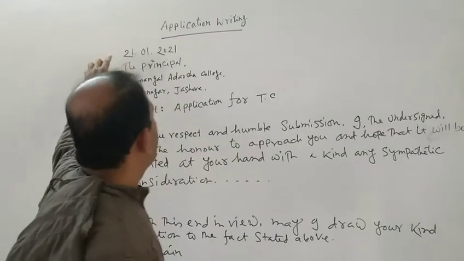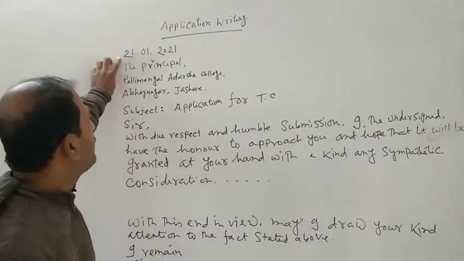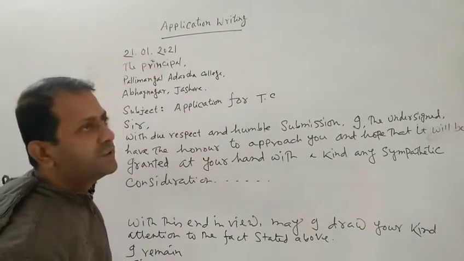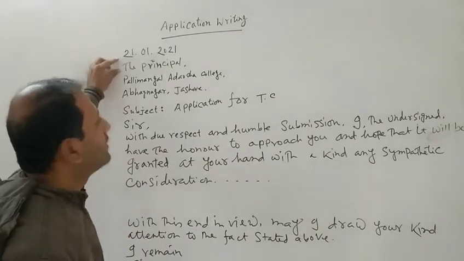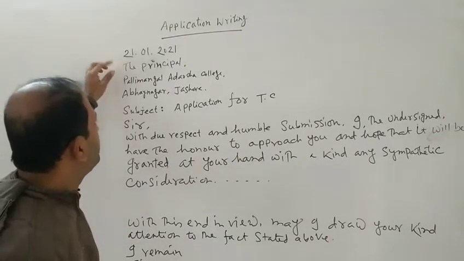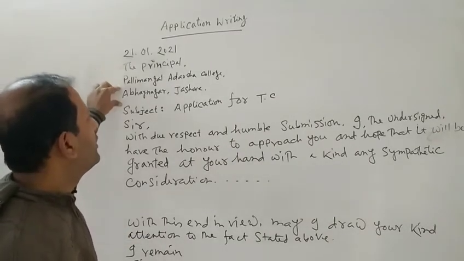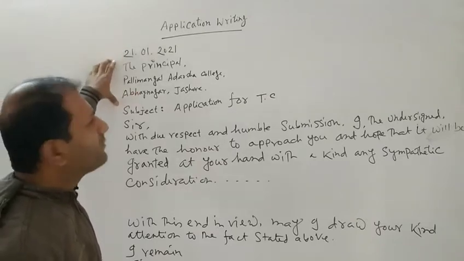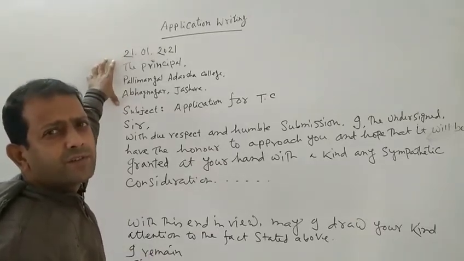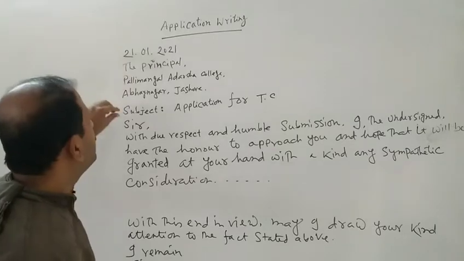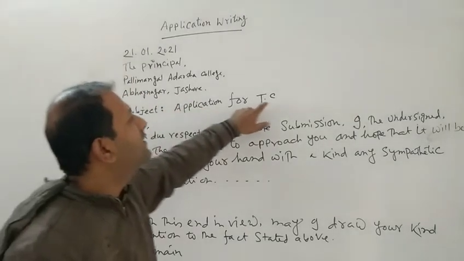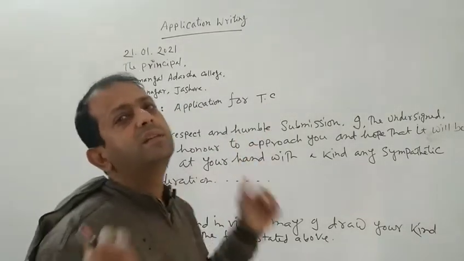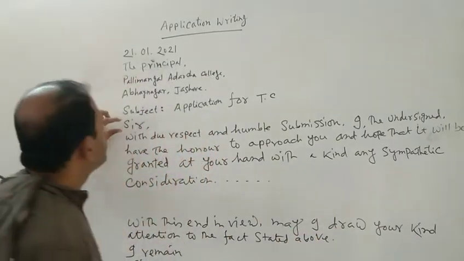Like this. First we will write the date. This is 21st January 2021. Then the principal to whom I am writing: The Principal, Pollimongol Adarsh College, Abhayanagar, Jashore. This is actually the address to the principal. And then the subject: application for TC. I am writing an application for having a TC. Then start.